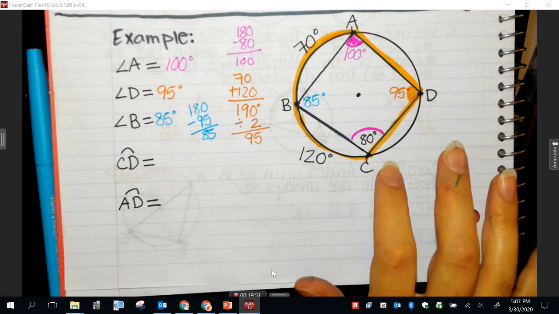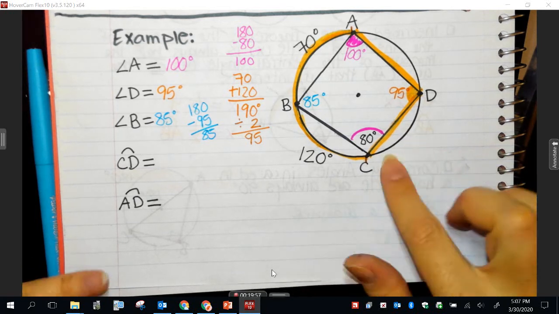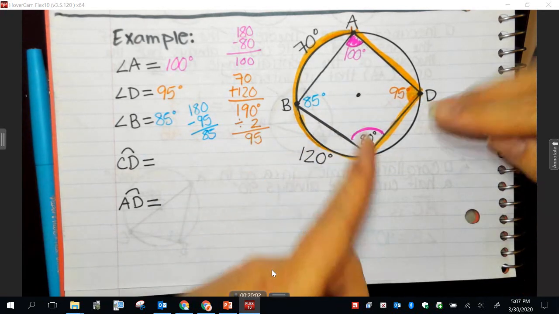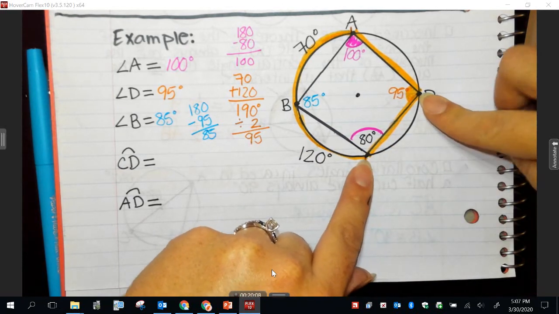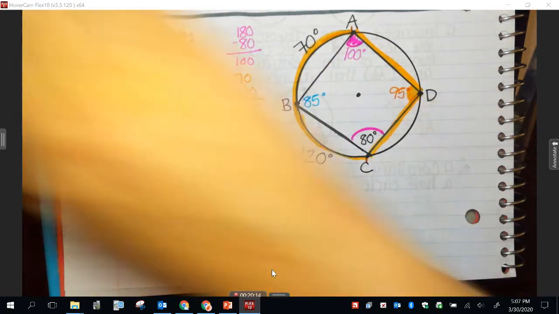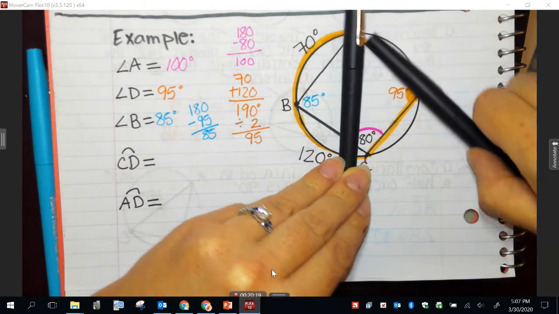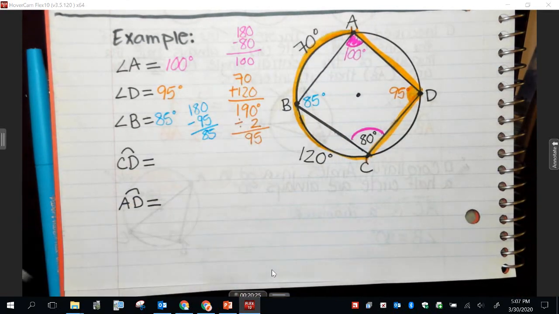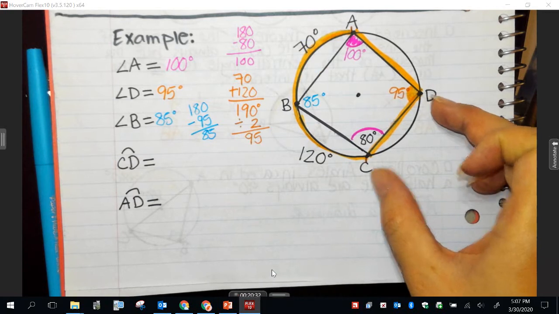Now, getting arc CD is a little tricky. You'll notice that part of the problem here is that there is no inscribed angle that connects directly to these points C and D. Ideally, what would make this problem easier is if there was an angle connecting to those two points C and D, and then we could just say, oh, times that by 2, and then we'll know what CD is. But there is no inscribed angle that directly intersects the arc CD.